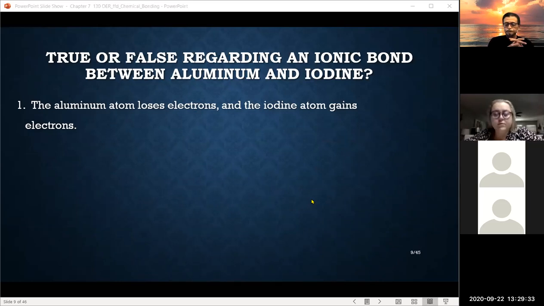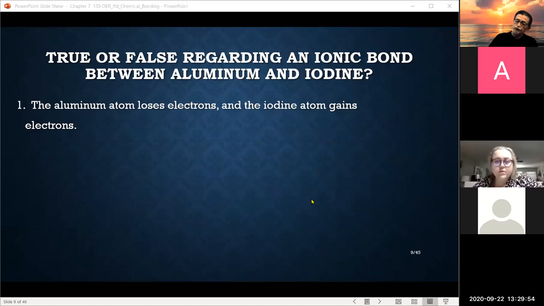Okay, with that in mind, here are some true and false questions regarding the ionic bonding between aluminum and iodine. It says here that the aluminum atom loses electrons and the iodine atom gains electrons. Is that a true statement? True. Aluminum is a metal and iodine is a nonmetal. Being a metal, it's going to lose electrons. Being a nonmetal, it's going to gain electrons. So that's a true statement.